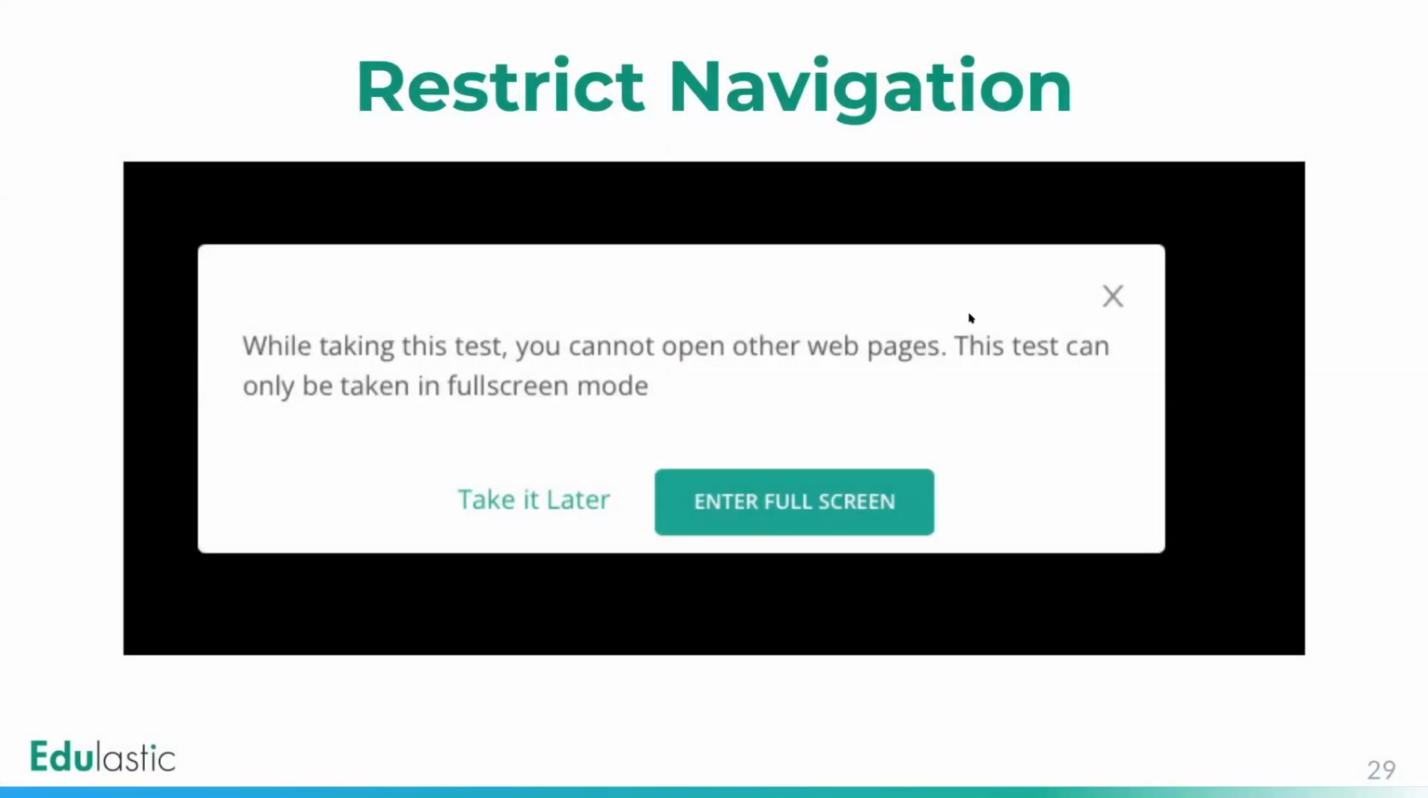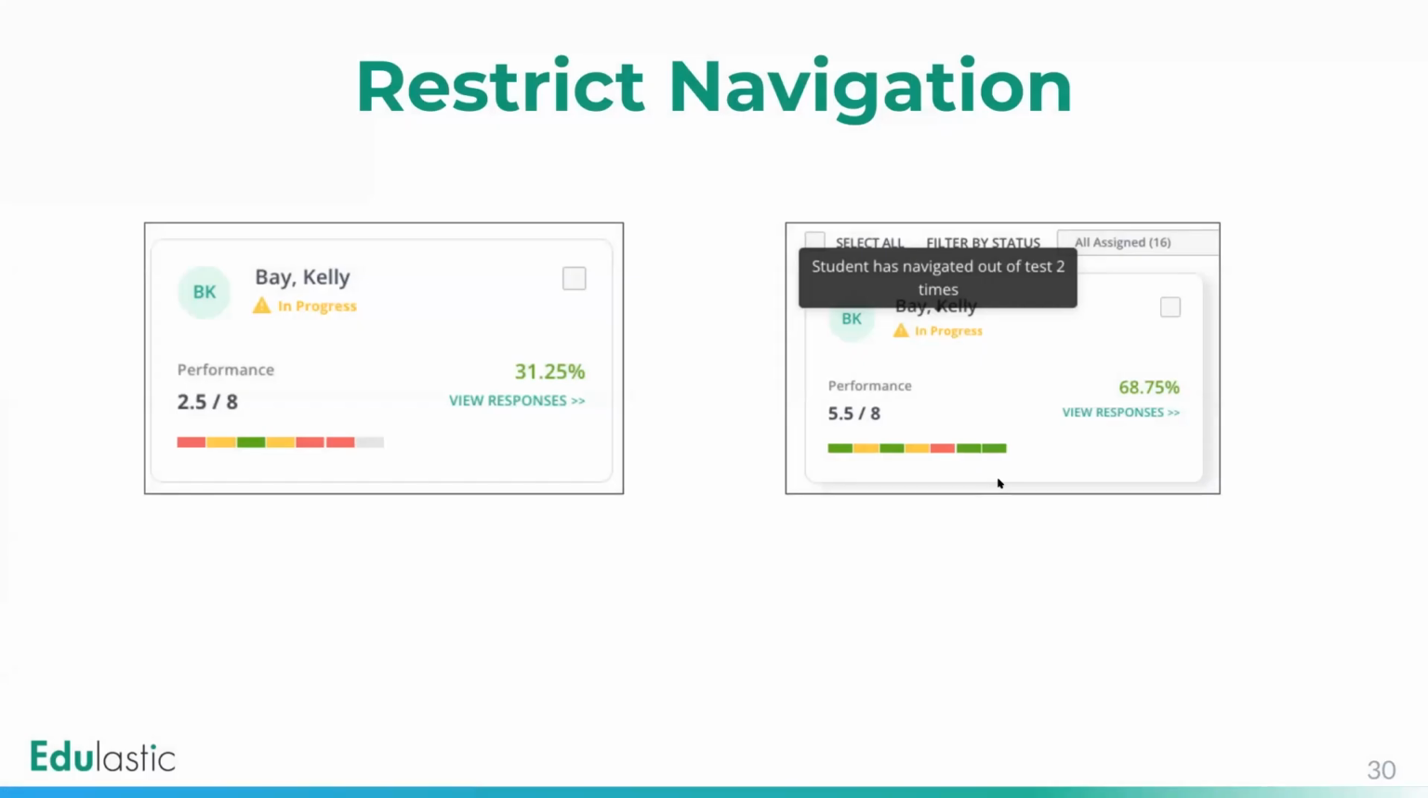And so you can also restrict navigation in Edulastic. This is kind of like a browser lock, but in many ways, I would say it's better, and I'll explain why. So restricting navigation tells a student, just before they're taking the test, that they need to take the test in full screen mode. And then when you enter the test as a student, you're entering in full screen mode, which of course prevents the student from going to another browser window and going to Google to find the answer.